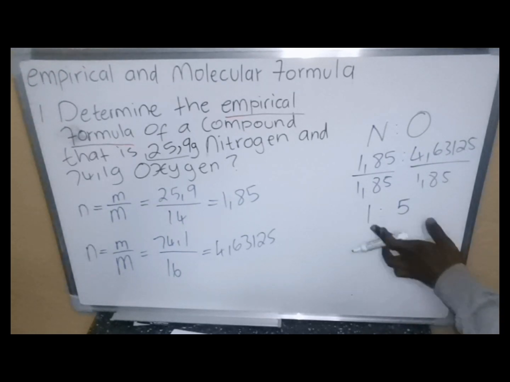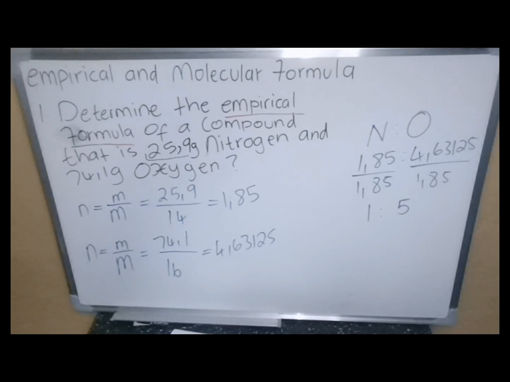How many atoms do you have for nitrogen? It is 1, again. So you're gonna write N here. How many atoms of oxygen do we have? 5, again. So you're gonna write O5. Here it is, NO5. That's how you write it, guys. I hope you clearly understand what is happening here.